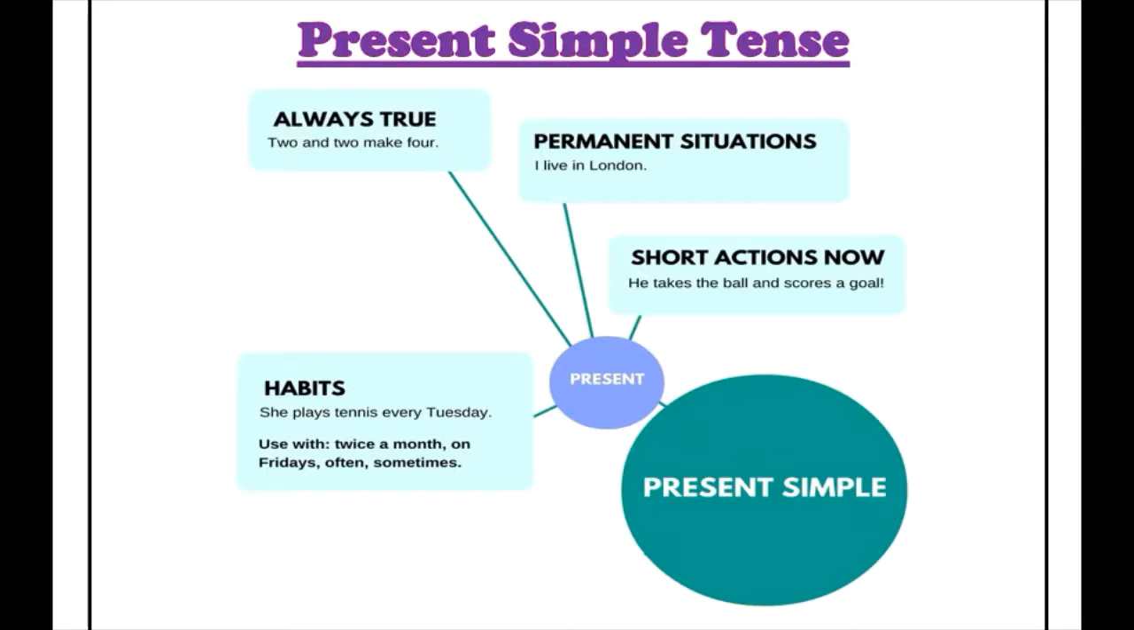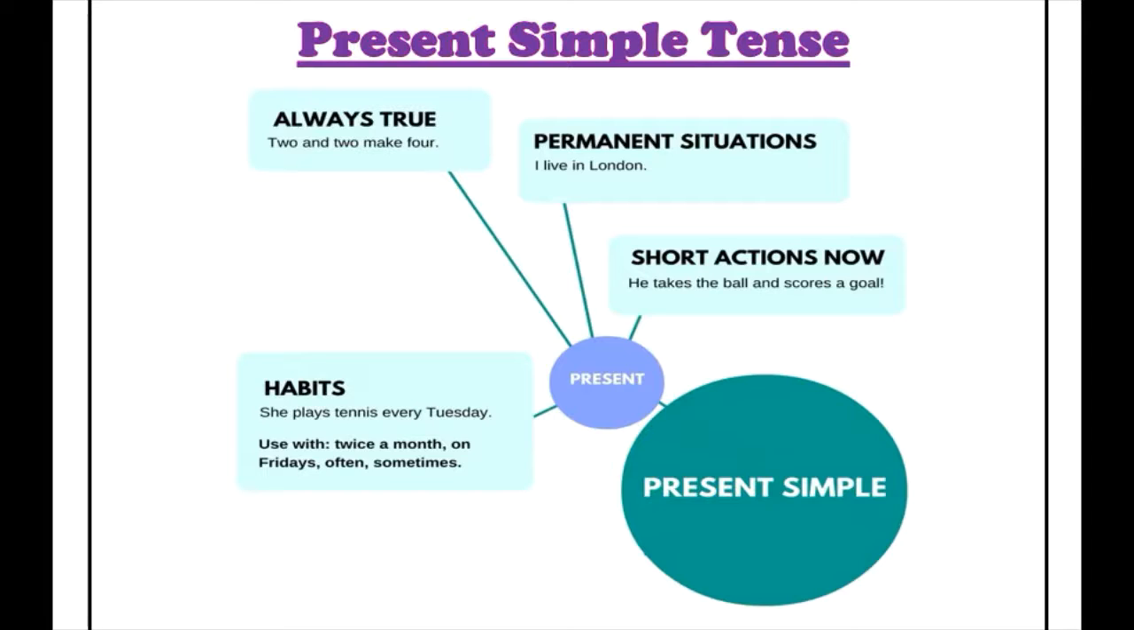The second use is for pieces of information which are always true. For example, 2 and 2 make 4. Can you think of any other fact or any piece of information which is always true? Give it a try. That's correct. The sun rises in the east.